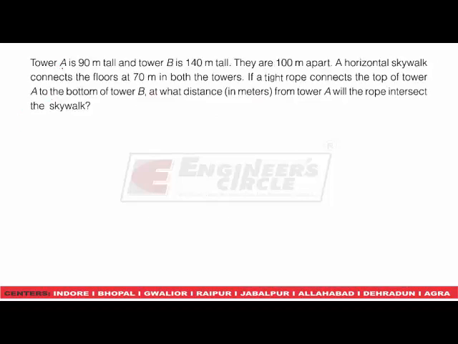The next question is, tower A is 90 meter tall and tower B is 140 meter tall. They are 100 meter apart. A horizontal skywalk connects the floors at 70 meters in both the towers. So if this is, suppose, 90 meter and this is 140 meter, they are 100 meter apart, so this is 100.